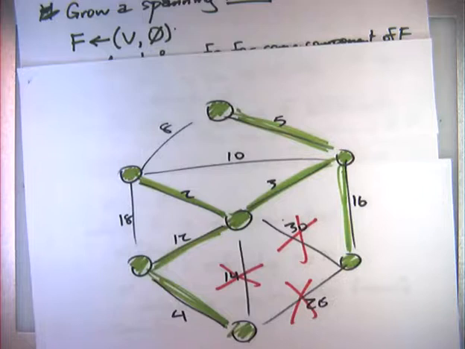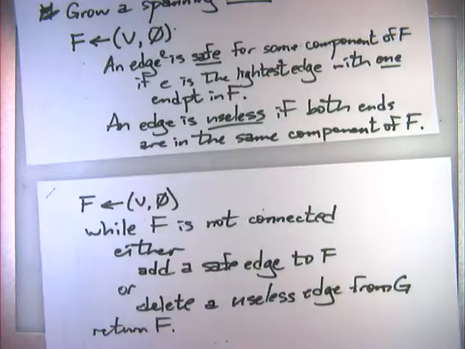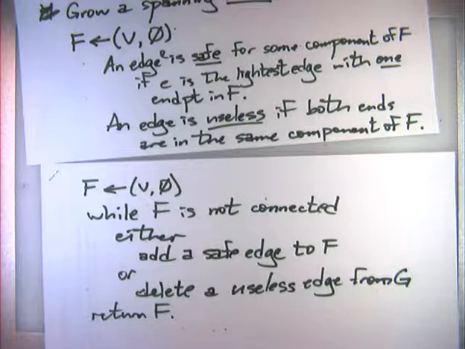All right, is everybody clear on what these two adjectives mean, safe and useless? Yes? G is the input graph. G is the graph whose minimum spanning tree I want to compute. Okay?